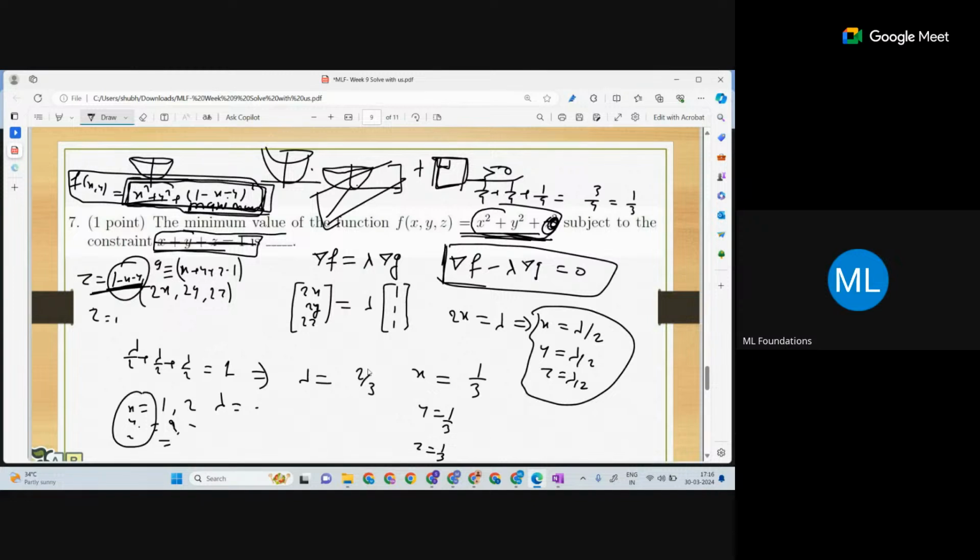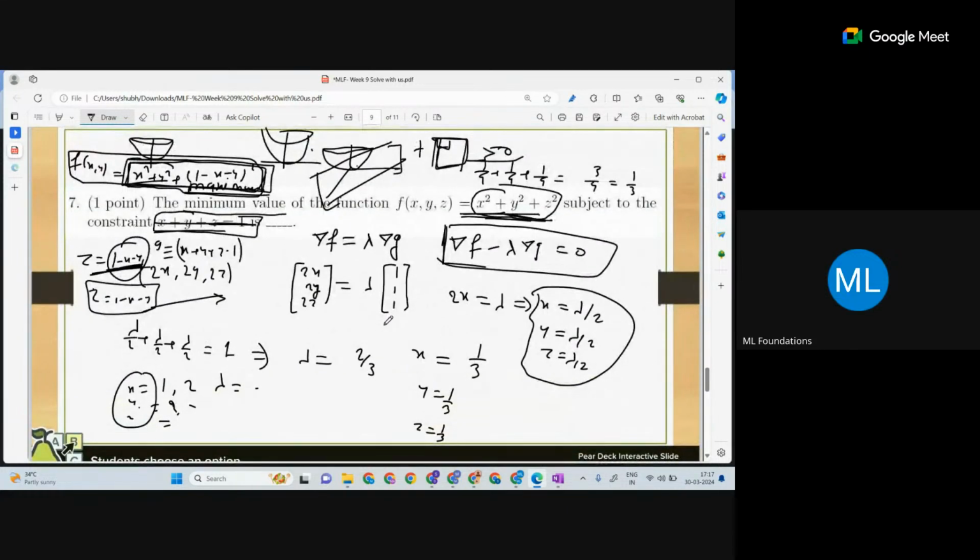If we assume z is equal to 1 minus x minus y, we'll substitute it in the objective function in place of z, and then we'll get a function of two variables, and now we'll do the second derivative test, the Hessian method, to get the local maxima and local minima. But if we have more variables, then we are going to be in trouble.